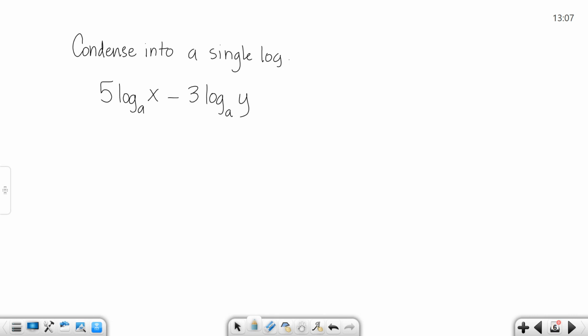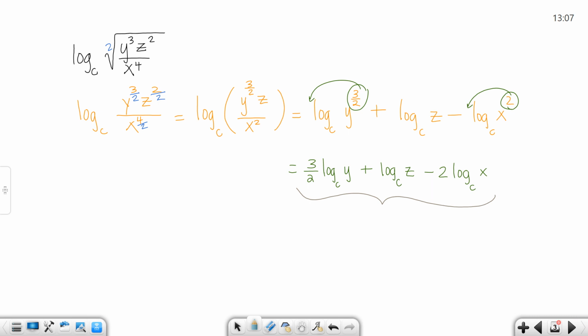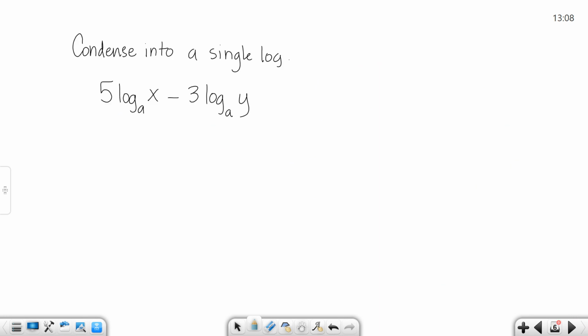So now I'm asking you to condense into a single log. To condense into a single log, you're going to go in the opposite direction. Let me go back a few slides. Looking at this answer, I have this green answer here, 3/2 log base c. Now we're going in the opposite order. So if we go backwards, the first thing that I do is I put my powers up. Once I put my powers up, then I write it as a single log. So that's what we're going to do with these new problems.